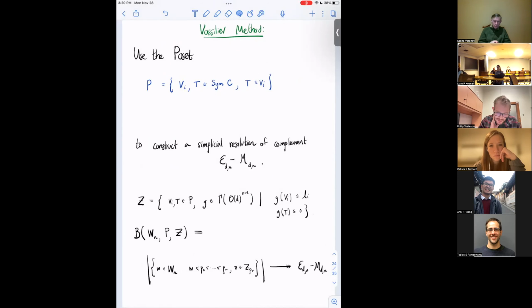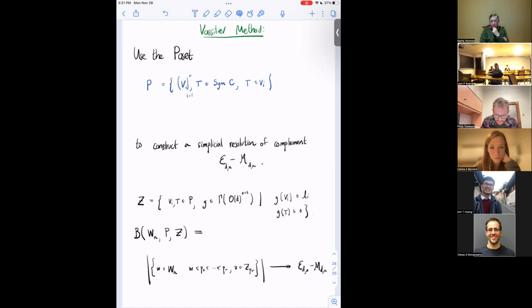So what Rano and I do is we use this poset. We let P be the poset of divisors, consisting of VI from I R and T, which are divisors in SIMC, satisfying the condition that T is contained in VI. And we use this poset to construct a simplicial resolution of EDN minus MDN. So the idea is that there's some space Z whose points are given by pairs VIT and G satisfying the incidence conditions imposed by VI and T.